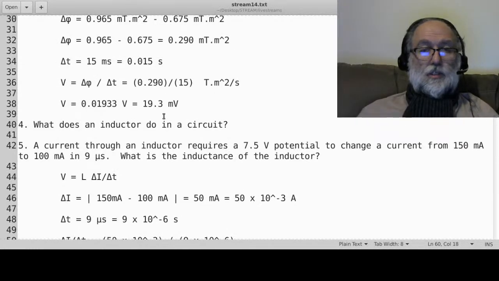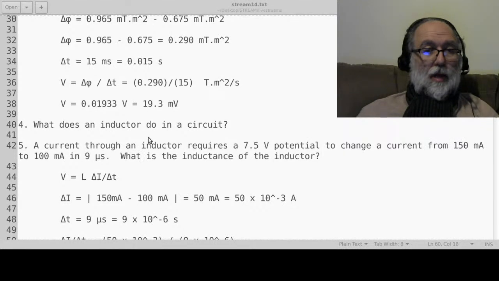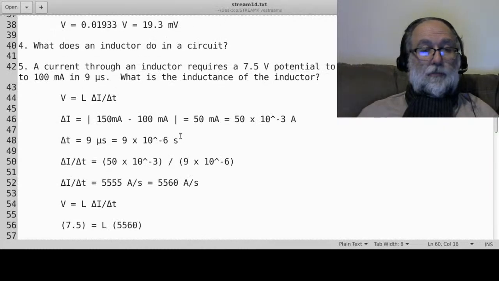Okay, so let's just look at it one more time. You've got a current. The current is going to change through the inductor in a certain amount of time, and it takes so much voltage to do that. What's the inductance? Okay, so the current changes, that's your delta I, in a certain amount of time, that's your delta T. Okay, and it takes so much voltage to do it. There's your V. We calculated L.